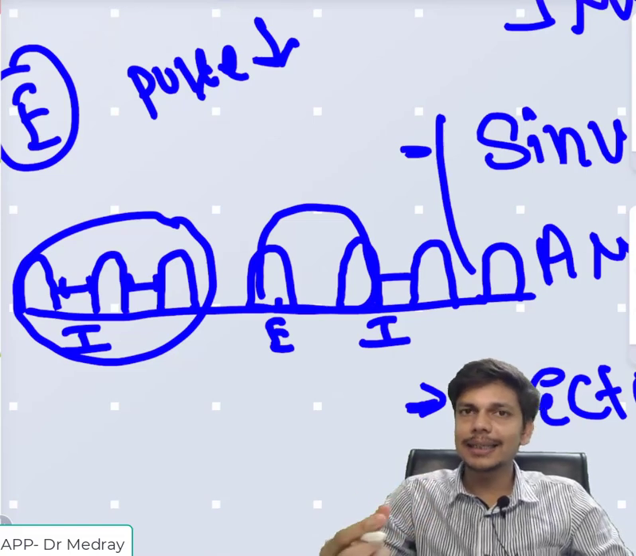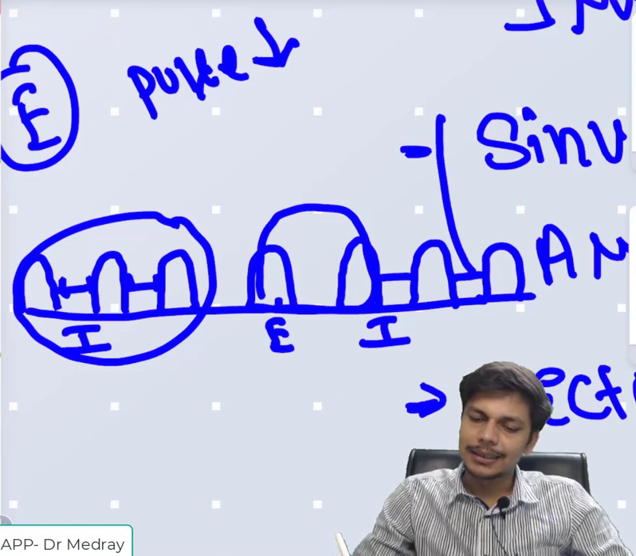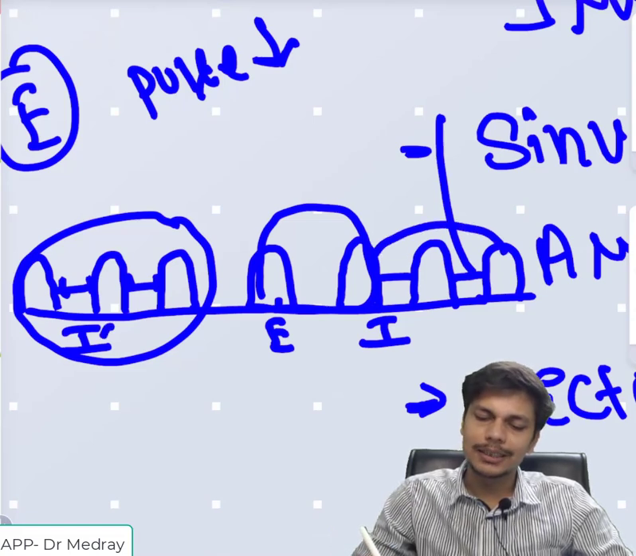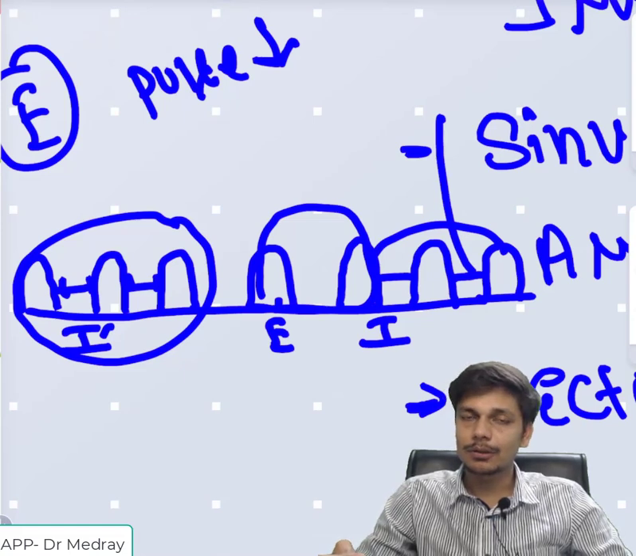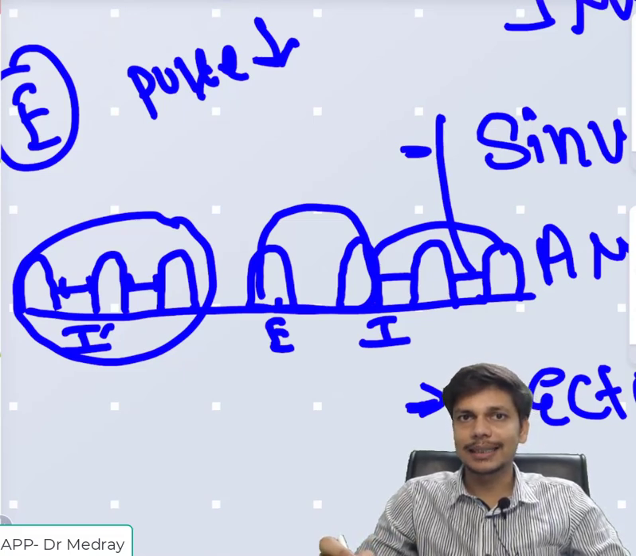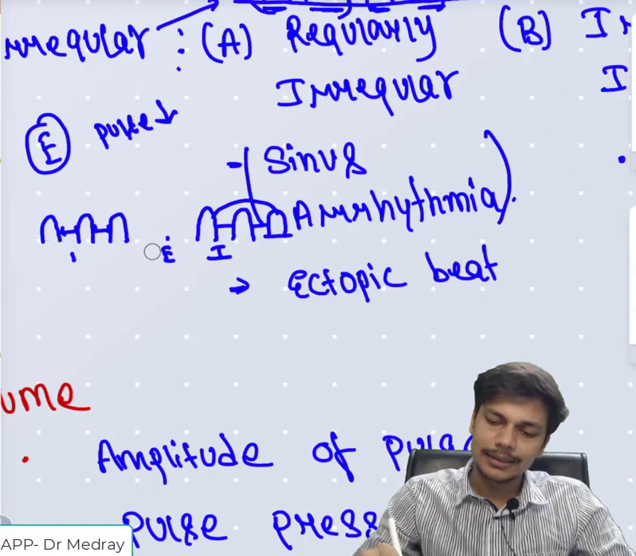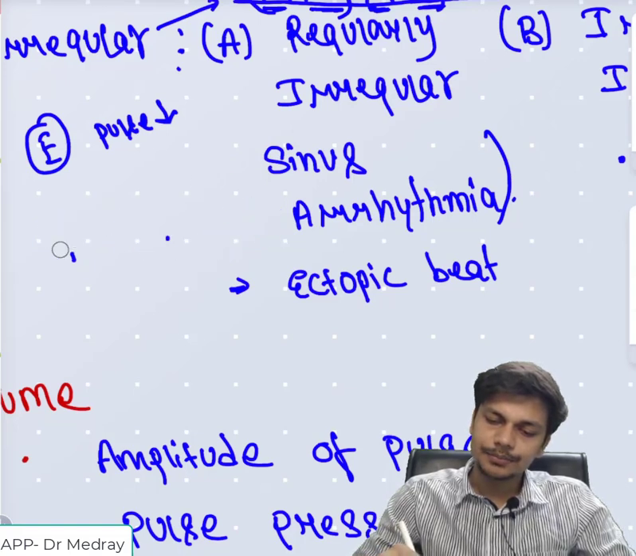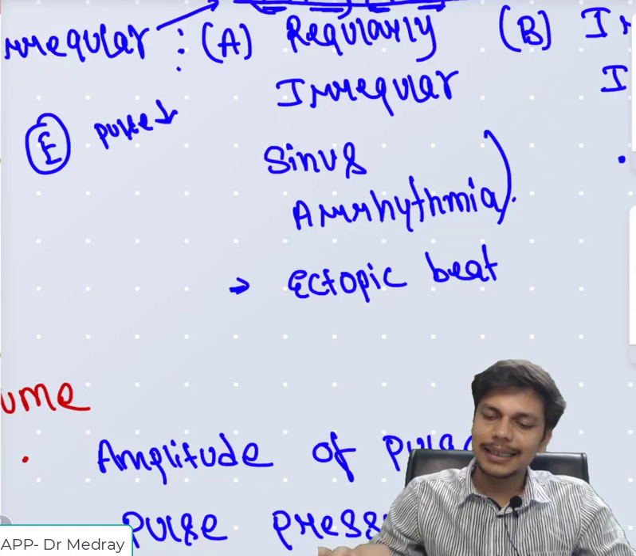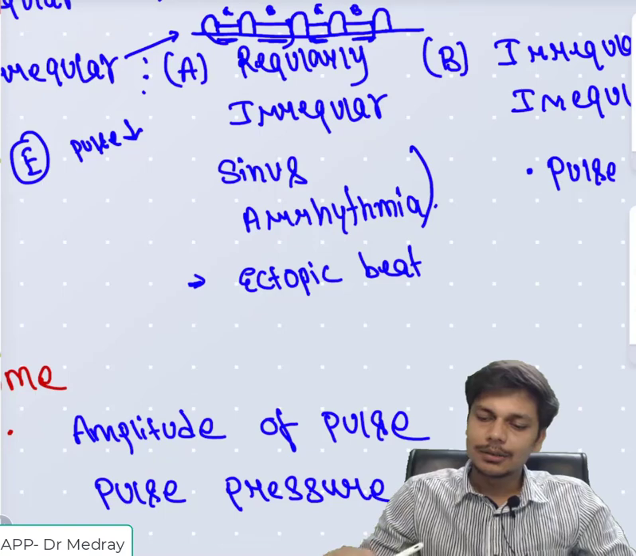But it is regularly irregular because the next beat which is occurring during inspiration is almost the same as the first beat which was occurring during inspiration. So the rhythm is irregular, but it is regularly occurring at an irregular interval. Regular rhythm occurring at an irregular interval, that is regularly irregular rhythm, which occurs in sinus arrhythmia. And if the person is having an ectopic beat, then also we can see a regularly irregular rhythm.